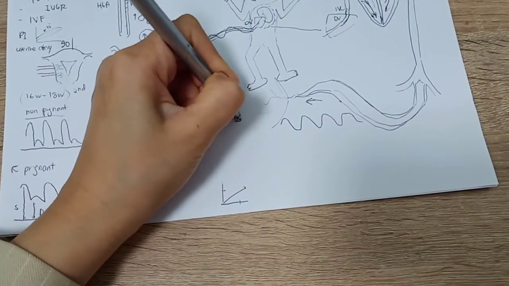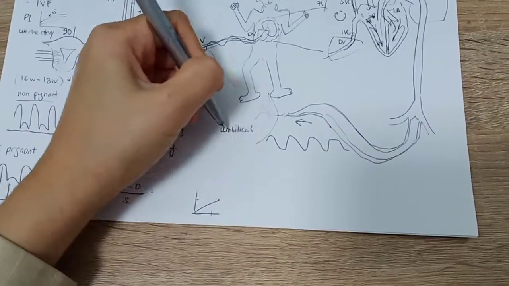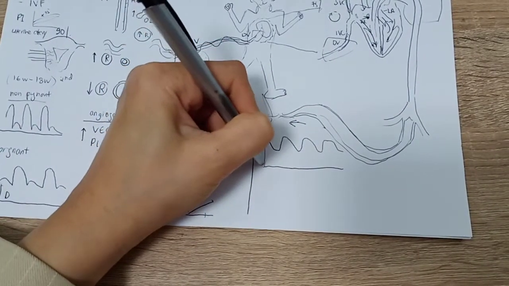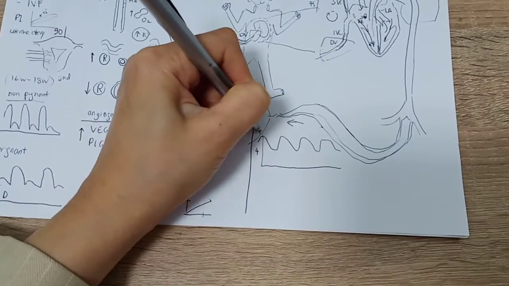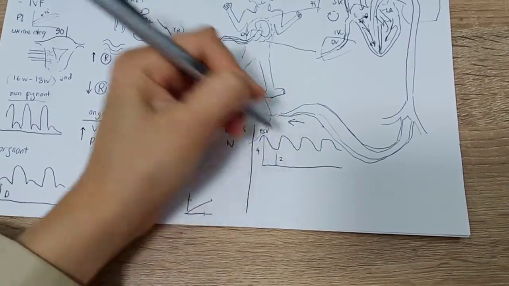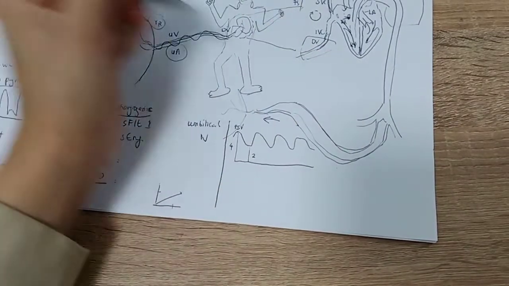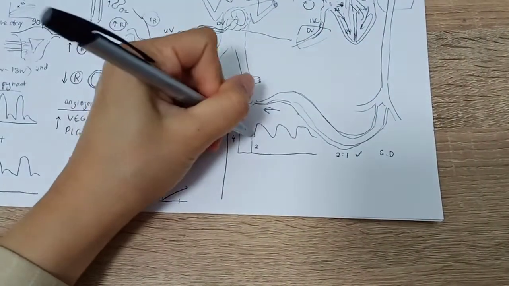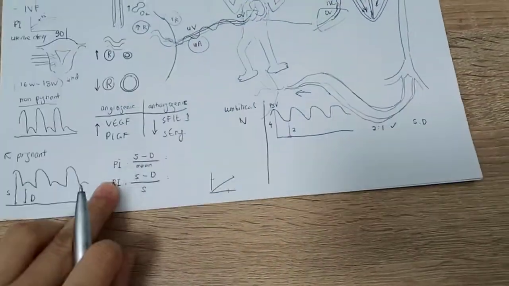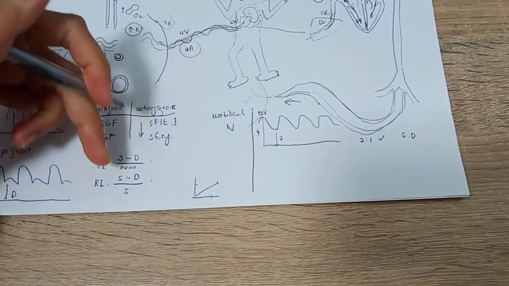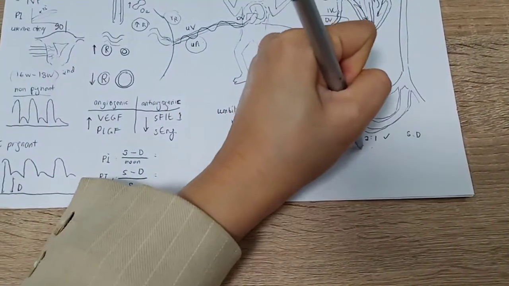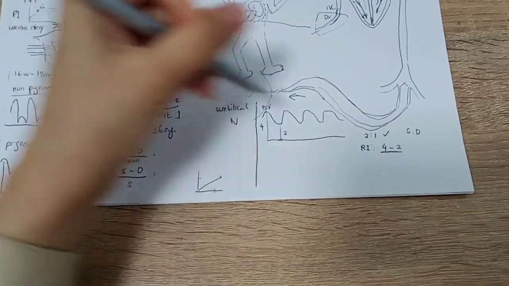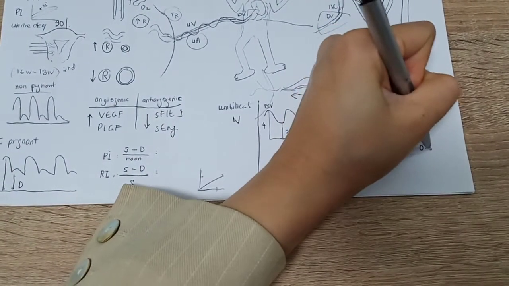So this is the umbilical artery in a normal condition. Say for example here is 4, the peak systolic velocity, and here is 2. So the ratio now is 2:1. So it's a normal S/D ratio. And what about the RI? The RI is 4 minus 2 divided by the systolic 4. So you get 0.5, which is very good.